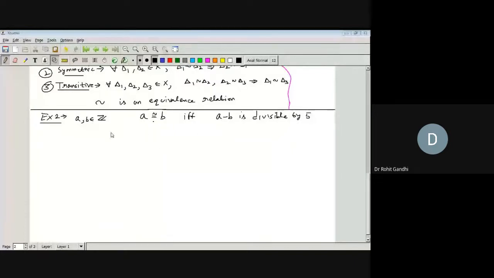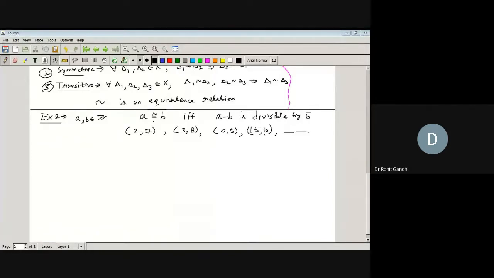Now, when I talked with the students, they told me that, sir, take two elements 2 and 7. They are in relation with each other because 2, 7 belong to integers and their difference is 5, which is divisible by 5. Next, they take 3, 8, right? And you can take many more, 0, 5, or 15, 10. So there are many ordered pairs which belong to this relation.